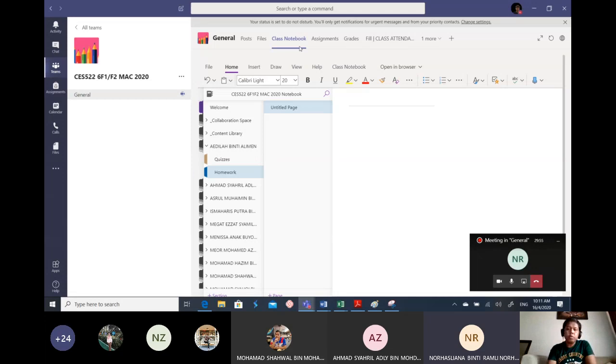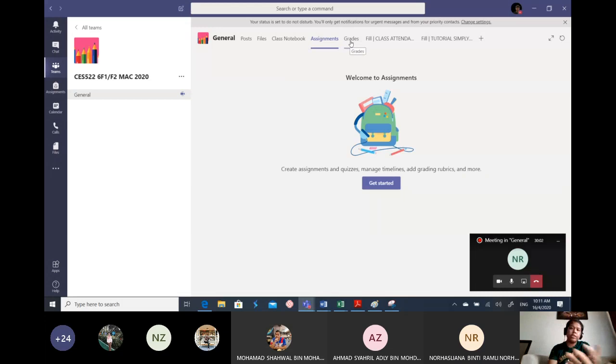Okay, regarding the assignment, later we will have assignment and then every single information regarding the grade and so on is here. Nanti saya akan bagi tahu tentang what are we planning for our MCO, our this semester class. So regarding the assessment and so on, because the assessment is already changed because we don't have a final exam. So I will explain it later.